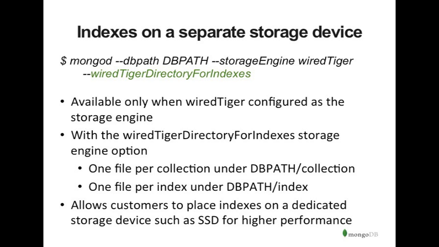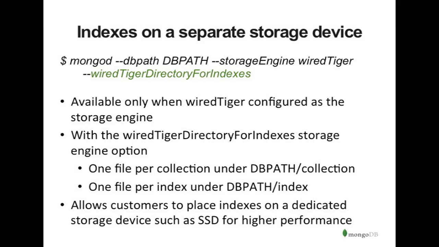WiredTiger significantly improves performance, and it also compresses data on the fly. But the specific improvement for indexes is you can choose where to place your data and indexes. When you start your MongoDB, you would specify, along with dbpath, an additional parameter called storageEngine with the keyword wiredTiger. That is, you are instructing MongoDB to use the WiredTiger storage engine instead of MMAPv1. And you additionally specify a command option, wiredTigerDirectoryForIndexes.